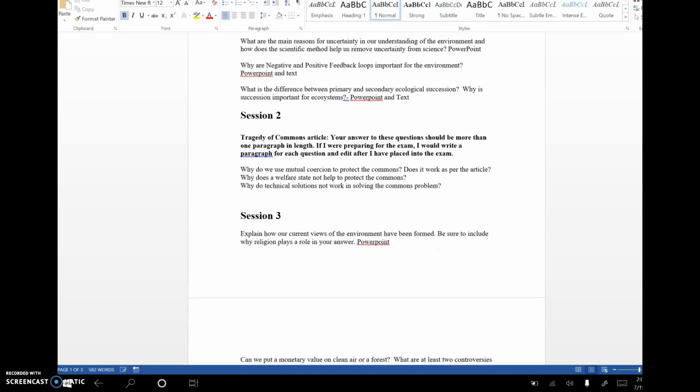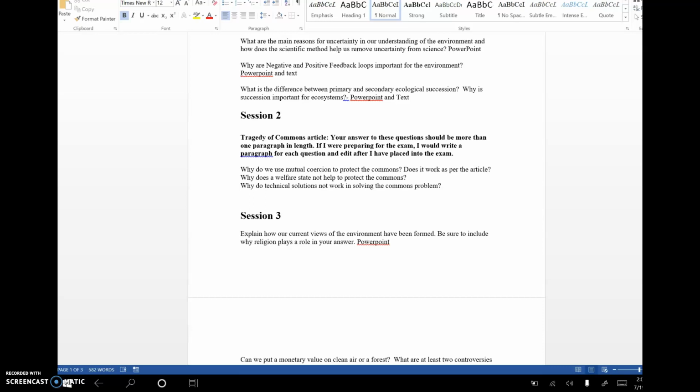Session 2 is Tragedy of the Commons. You need to go back and read the Hardin article if you haven't already. I mean, really make it a study piece for you. I want you to explain to me why do we use mutual coercion to protect the commons, and he talks about parking meters. Very important here. It makes us feel like our freedoms aren't taken away when they actually are. And there's more to it than that, so I want you to answer that. And does it work as per the article? And as per the article, yes, it does work. But you need to explain to me why.